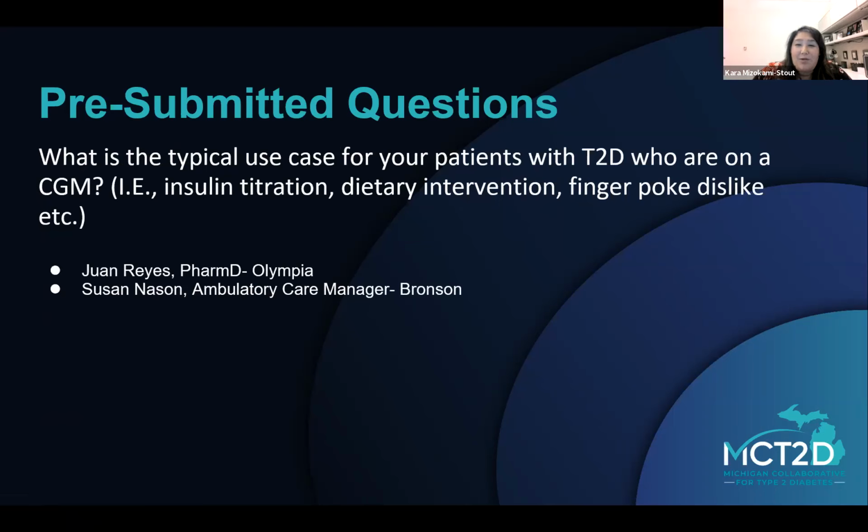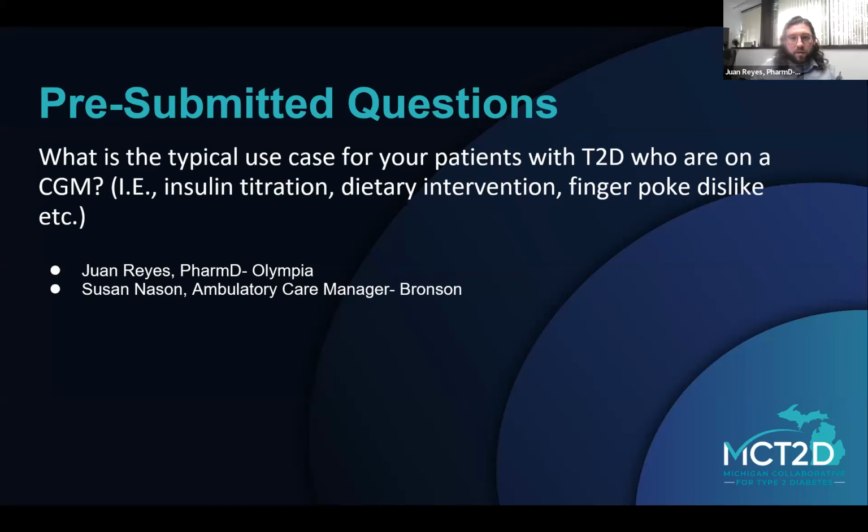So we talked about this already in some respect, but what are the typical reasons for the patients in your clinics to be on CGM? Is it more because of the invasiveness of finger stick glucose checks? Is it insulin or medication titration, dietary intervention? Can you speak a little bit more to that?